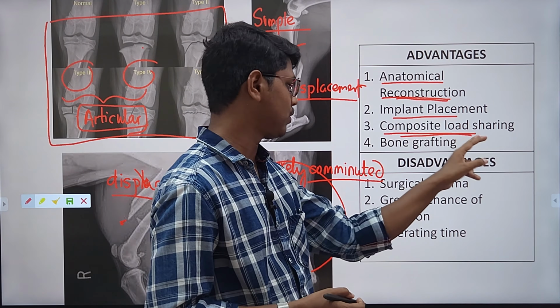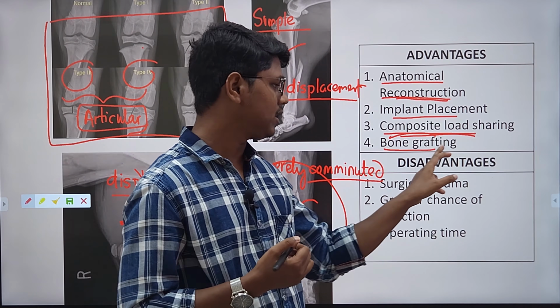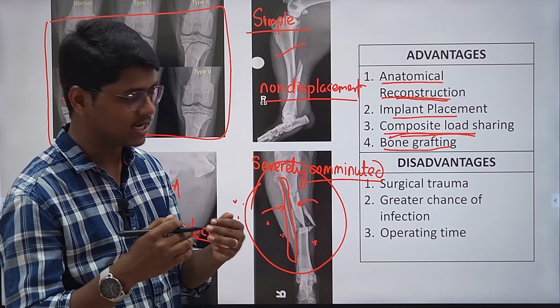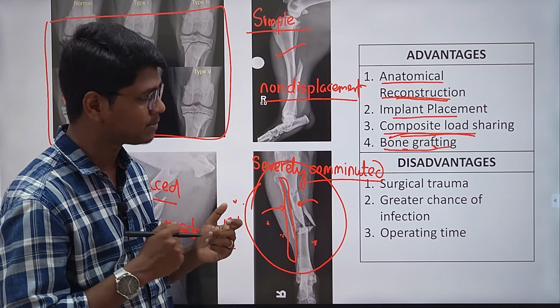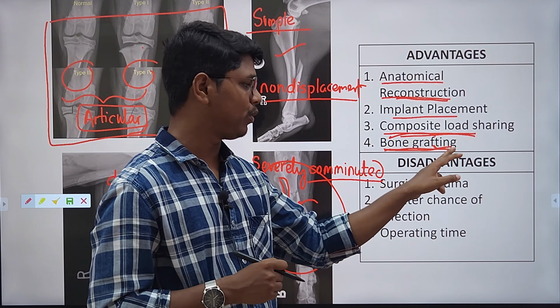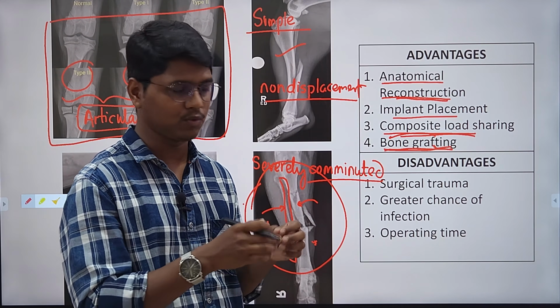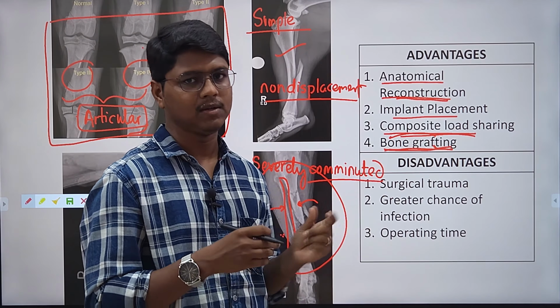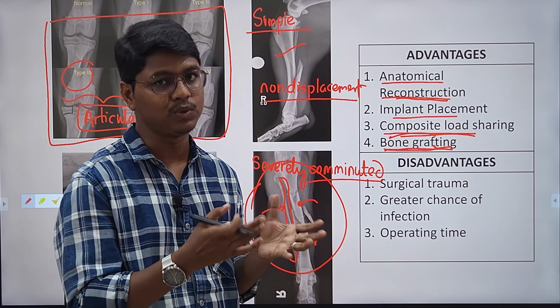So, composite load sharing. Composite means the fracture segment as well as the implant. Then you can do the bone grafting. In the next class, we will discuss this particular subject, bone grafting, and the different types of bone grafts. When you do bone grafting, the healing will be much faster compared to doing it without bone grafting. With bone grafting, it can heal within 2 weeks also.